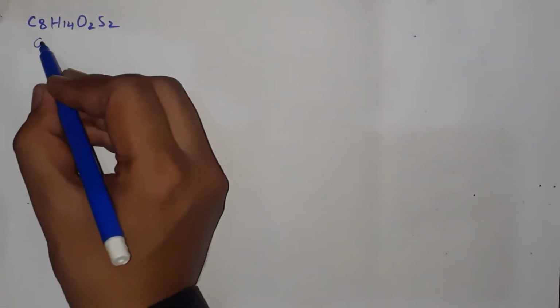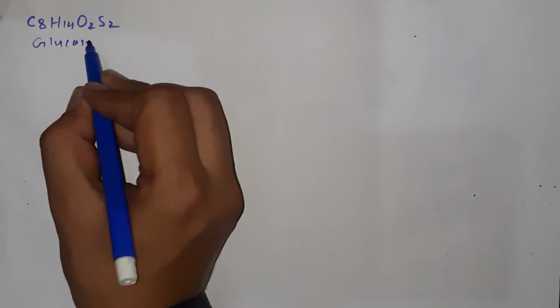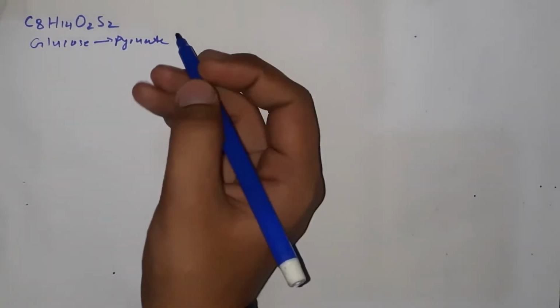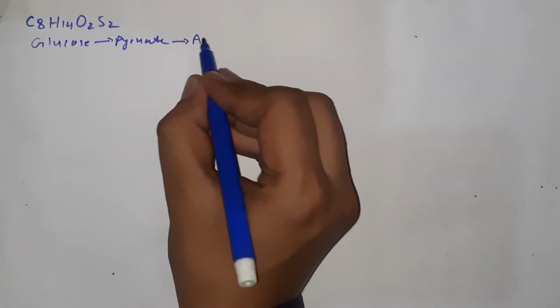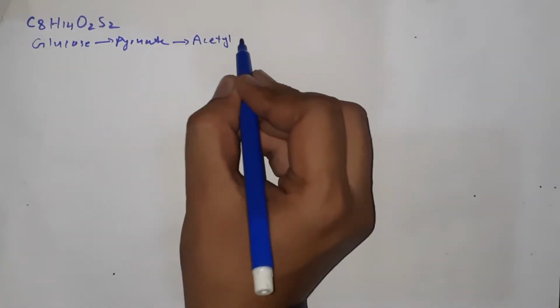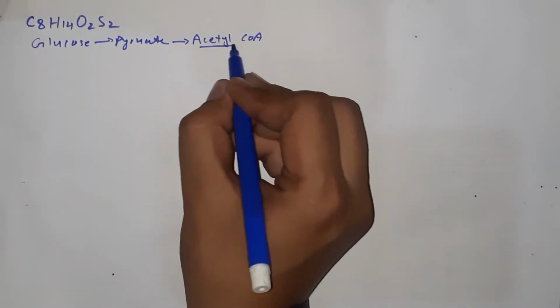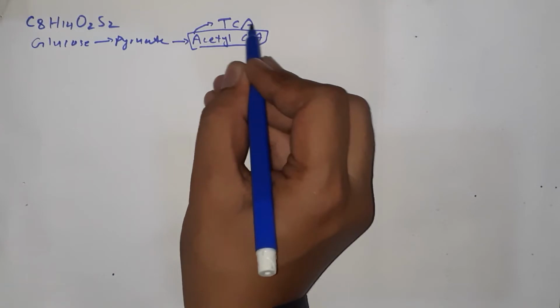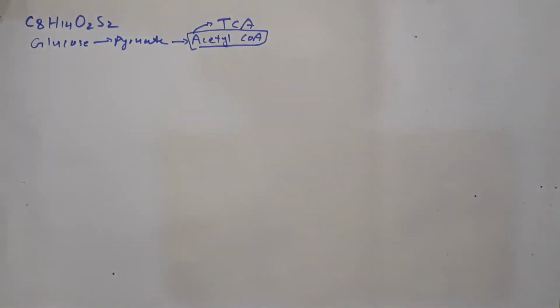Hello everyone. In this video, we are going to discuss the TCA cycle in detail. TCA cycle stands for tricarboxylic acid cycle. We know that in glycolysis, glucose is converted into pyruvate. Next, this pyruvate is converted into acetyl CoA, and then this acetyl CoA is oxidized via the TCA cycle, and energy is released, which is used by our metabolic system.